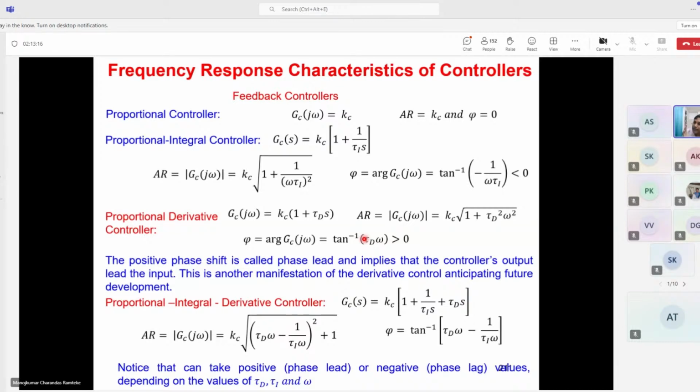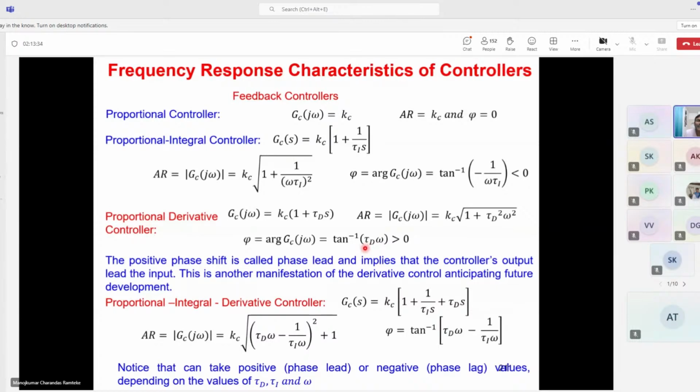We are getting a phase lead here. There's no minus sign here. So you can see, remember what happens in the derivative controller. The derivative controller actually anticipates the future error. That's why we are getting a phase lead here. Can you see the point?